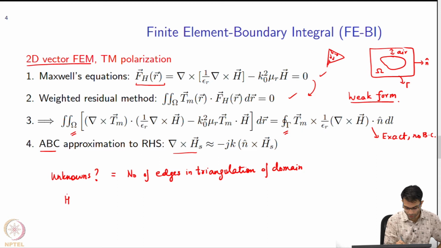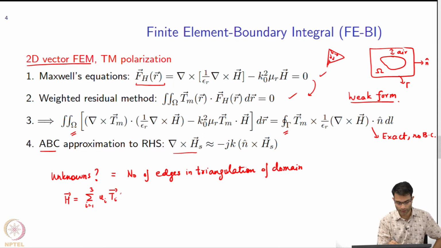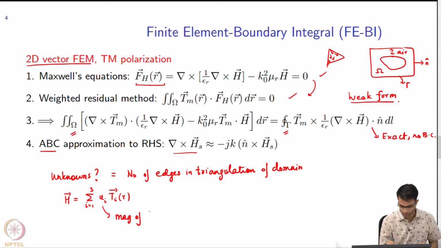If you remember, how did you express the unknown field? You wrote this as the sum over i equal to 1 to 3 of u_i t_i, where t_i was my known vector field and the u's were the unknowns which I wanted to determine. By choosing these t's to be those first order Whitney elements, these had unit magnitude, unit tangential component along their respective edges. So, I multiply that by an unknown u_i, which tells me the magnitude of the tangential field.